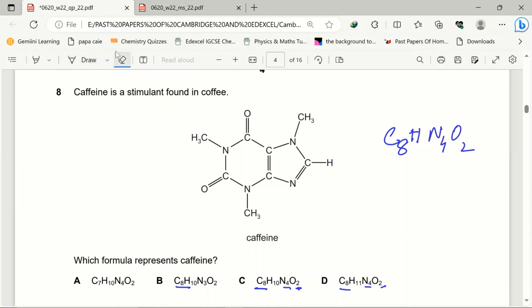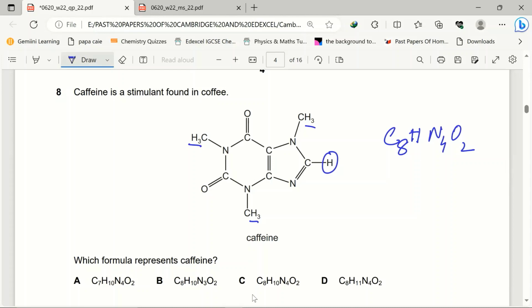I thought if these 3 match, then we can find 1 without counting hydrogen. So you need to be sometimes very tricky in order to save your time, but you need to count hydrogen. 3 hydrogen and 3 hydrogen, 6 hydrogen, and then you have 3 hydrogen, you have 9 hydrogen, and you have 1 more, so you have 10 hydrogen here. So C8, H10, N4, O2 is the only correct answer.